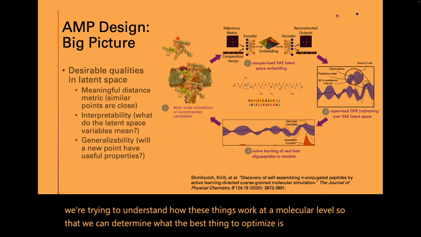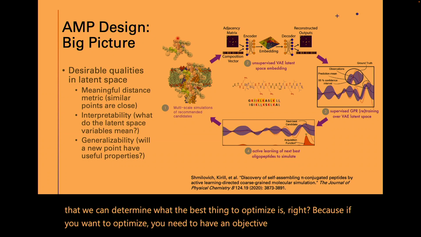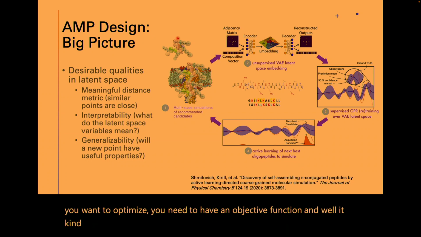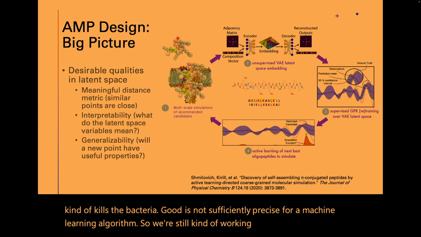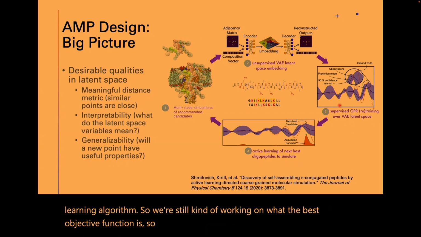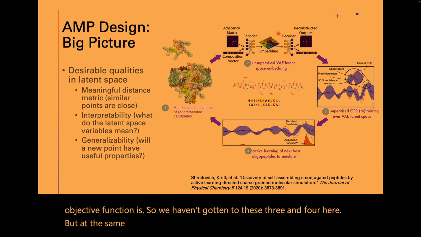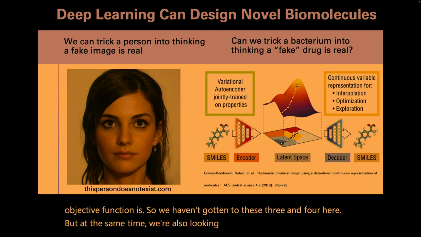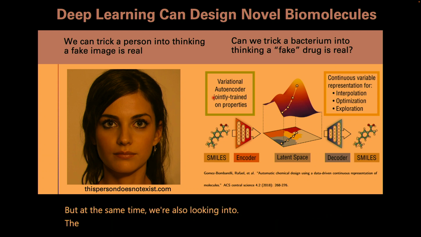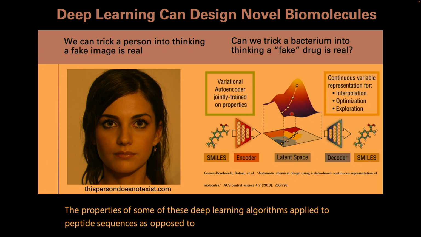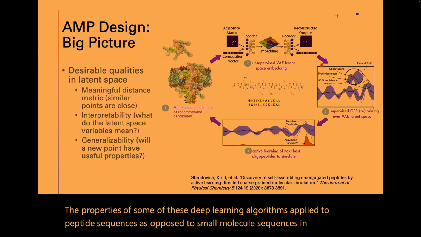Because if you want to optimize, you need to have an objective function. And, well, it kind of kills the bacteria good is not sufficiently precise for a machine learning algorithm. So we're still working on what the best objective function is, so we haven't gotten to these 3 and 4 here. But at the same time, we're also looking into the properties of some of these deep learning algorithms applied to peptide sequences as opposed to small molecule sequences, in particular antimicrobial ones.